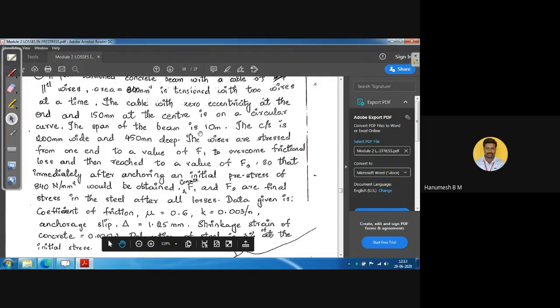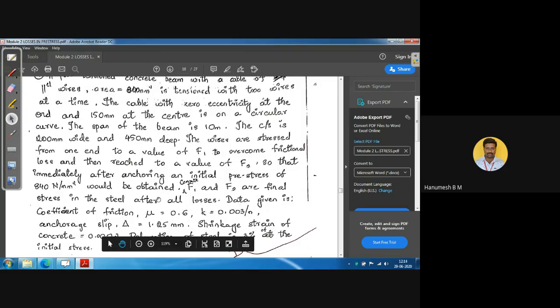The span of the beam is 10 meter, the cross section is 200 wide and 450 deep. The wires are stressed from one end to a value of F1. I repeat, the wires are stressed from one end to a value of F1 to overcome the frictional losses, and then reached the value of F2, so that immediately after anchoring, an initial free stress of 840 Newton per mm square will be obtained. Compute F1 and F2 and final stresses in the steel after all losses.